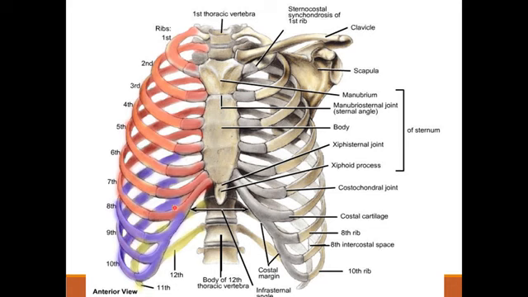أو الاسم العلمي مالتها نسميها vertebrochondral ribs. From the vertebral column, chondral means cartilage. توصل إلى حد الcostal cartilages.